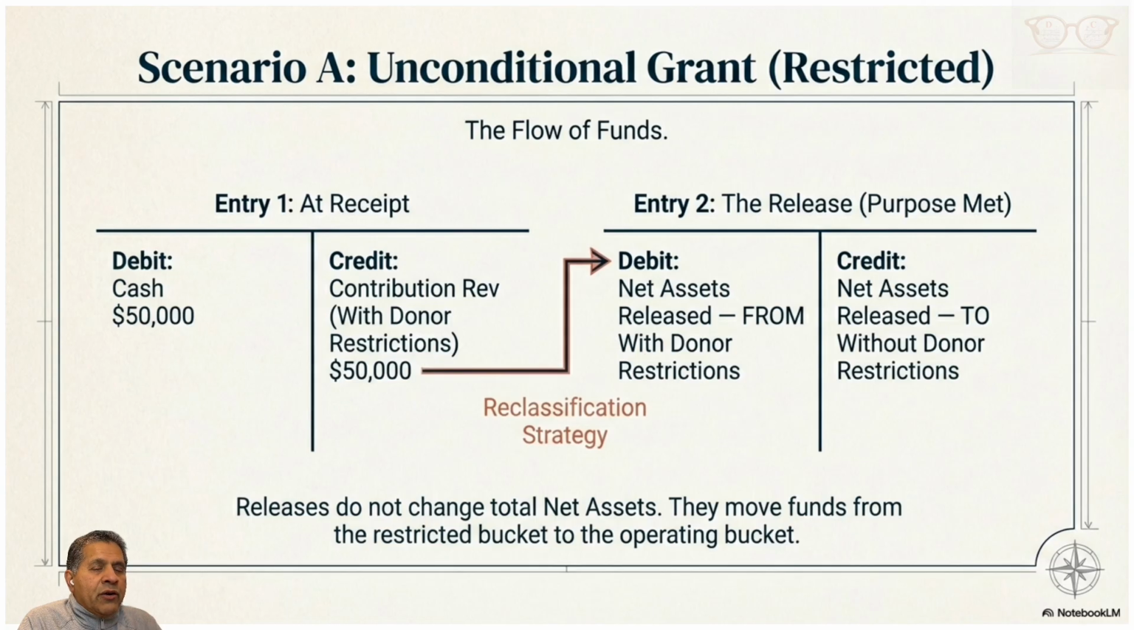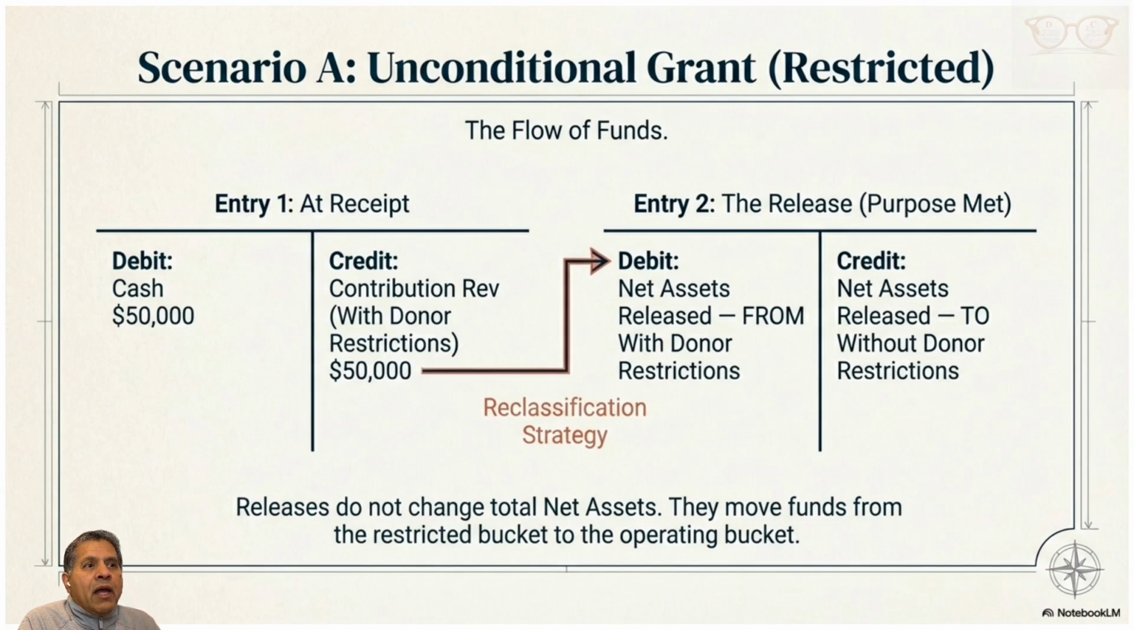Let's look at the journal entries. We'll look at three scenarios. For scenario A, we have an unconditional restricted grant. The first entry is when you get the $50,000, you debit cash and credit contribution revenue with donor restrictions. You claim the income now.